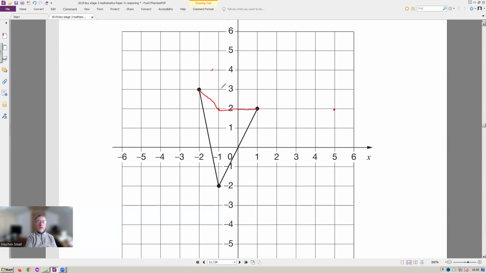This one. 1, 2, 3, 4. Okay. This one here. 1, 2, 3, 4. There. Let's just draw that bit in already so we've got it. And then this one down here is 1, 2, 3, 4. That's right.